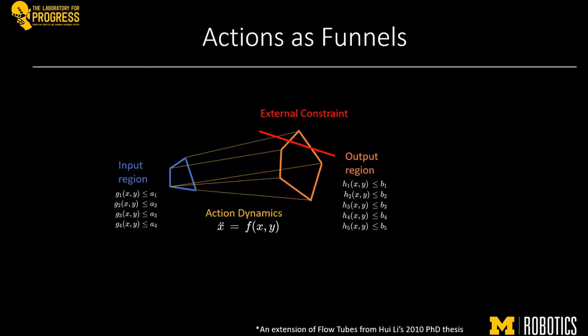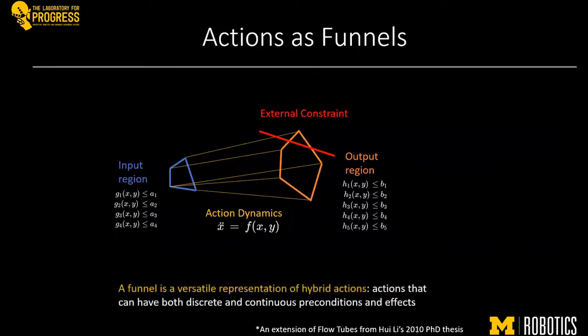Right. So this idea of funnels is an extension of the idea of flow tubes, which was introduced by Willie in his 2050 thesis. But this is an extension because it accounts for both linear and nonlinear constraints, as well as hybrid actions. More formally, a funnel is a versatile representation of hybrid actions. And hybrid actions are actions that can have both discrete and continuous preconditions, as well as discrete and continuous effects.